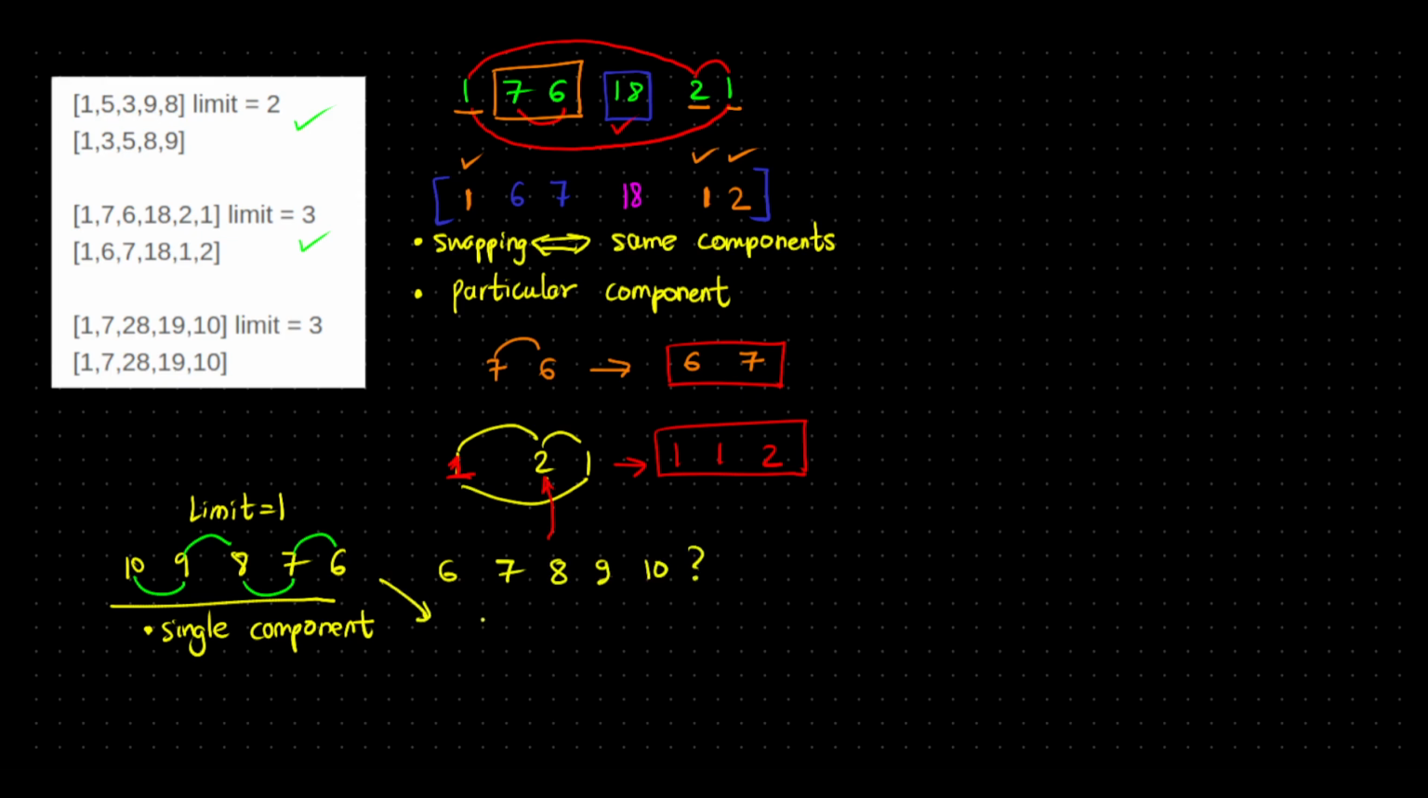Then it is always possible to sort the elements in a component and rearrange. So first we need to sort and then rearrange if that is the case. Let's try to figure out if it is possible. So we had 10, 9, 8, 7, and 6. The edges were as follows.